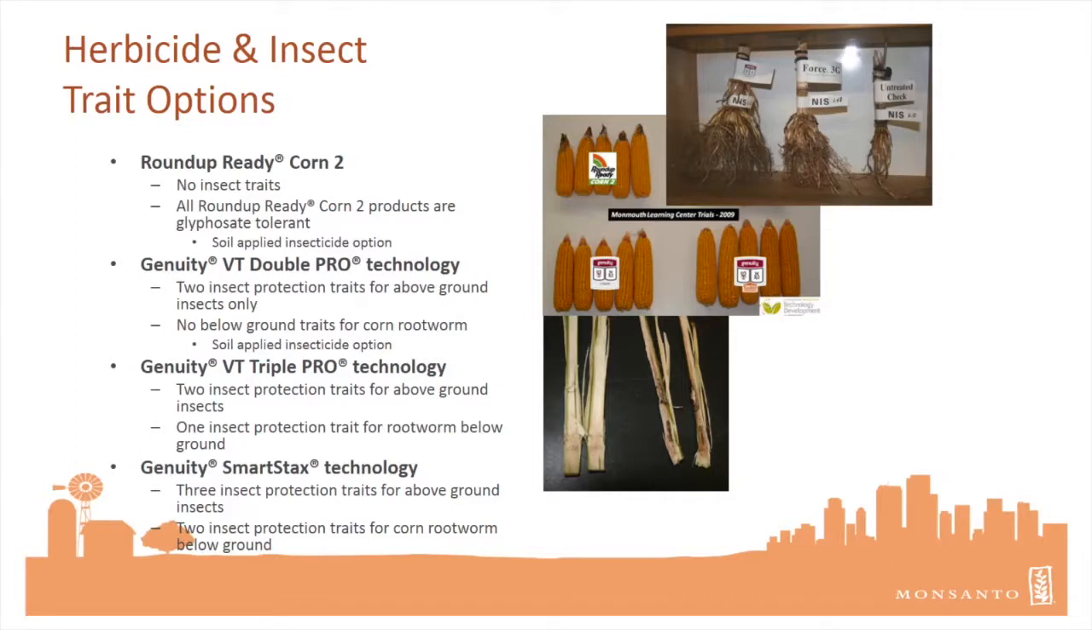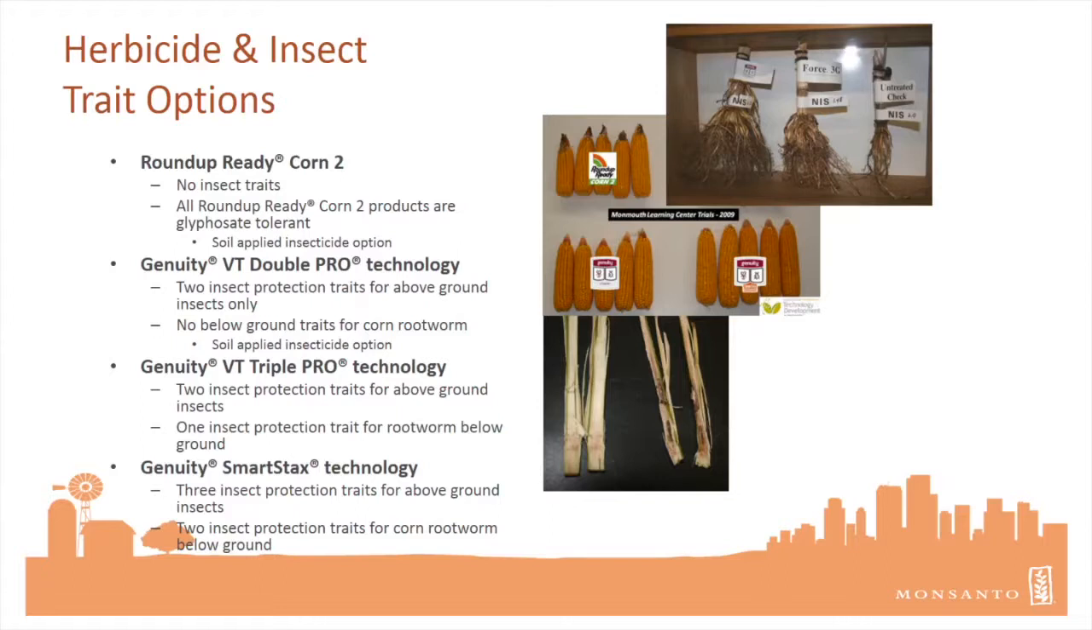So here are our base herbicide and insect trait options that I talked a little bit about on the last slide. I mentioned that all of our products are going to be Roundup Ready corn. We just chose these 6 products that all have Roundup Ready. It gives us a lot of flexibility in our herbicide program and a lot of flexibility in the weeds that we're trying to kill. Then we get into our Double Pro and Triple Pro technology.